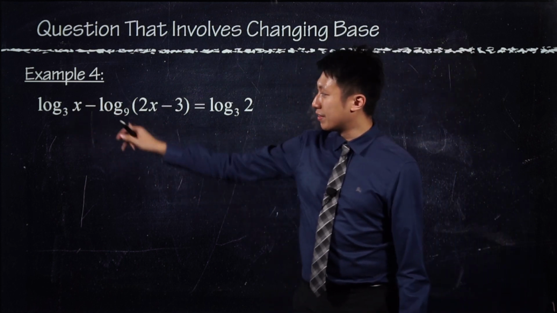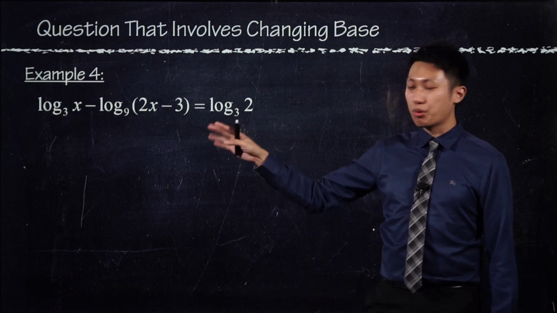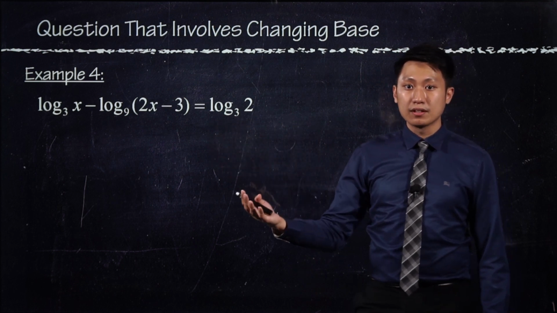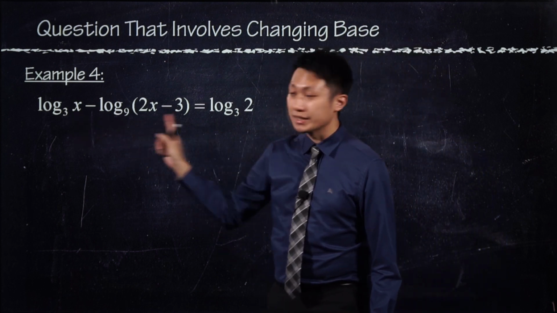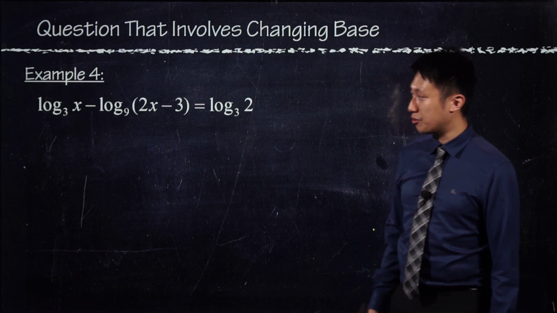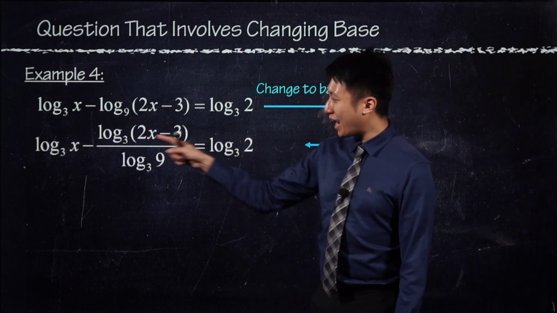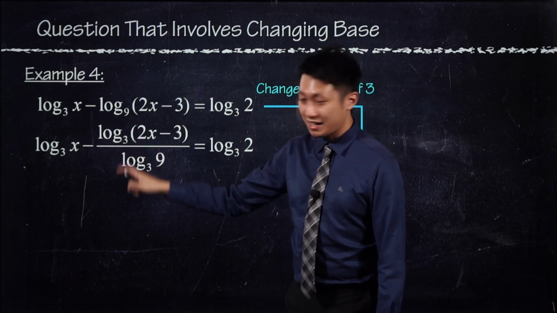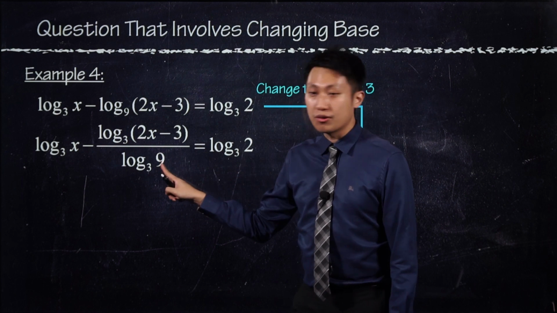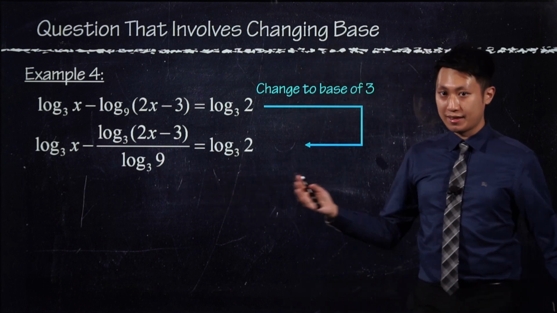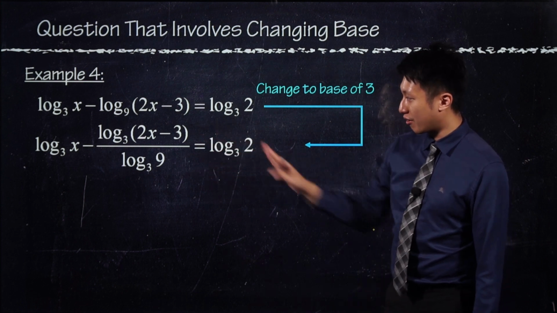Let's say you have 9 and 27. Both of them are 3 to the power of something, so you want to change everything to base 3. The smallest one you can change to is 3. How do I change base? I write log 3 on every term: whatever is on top, write on top, whatever is below, write it below. Then I'm done.